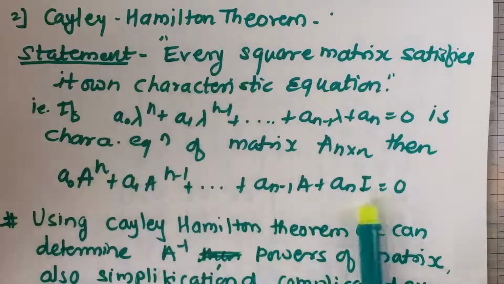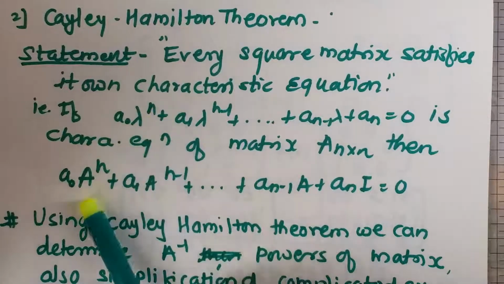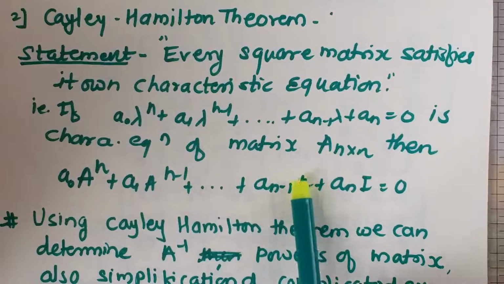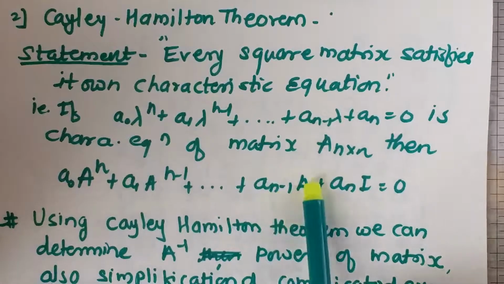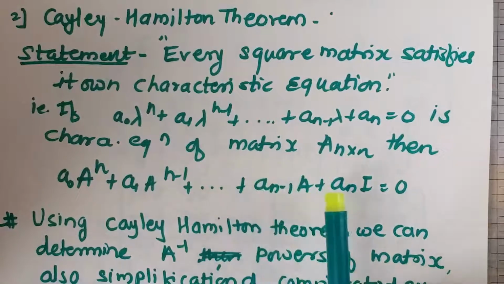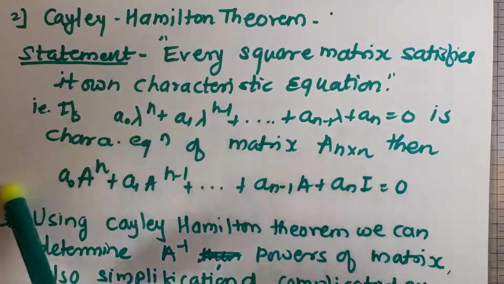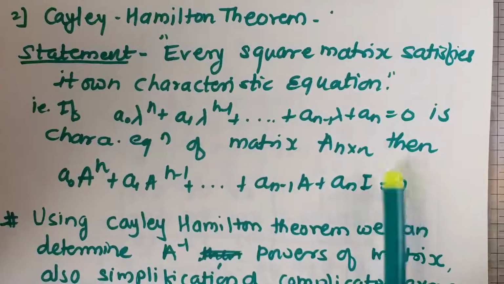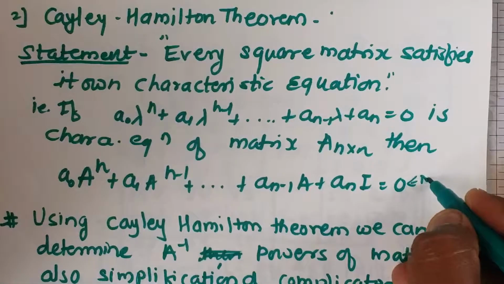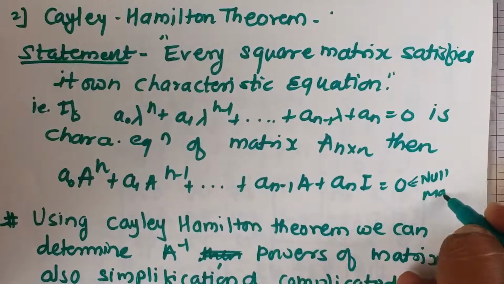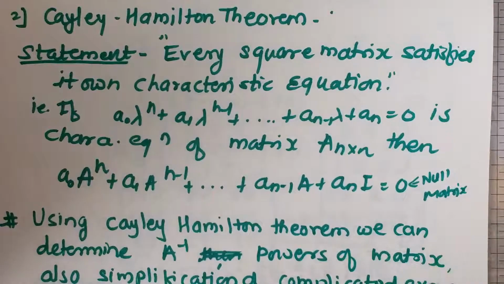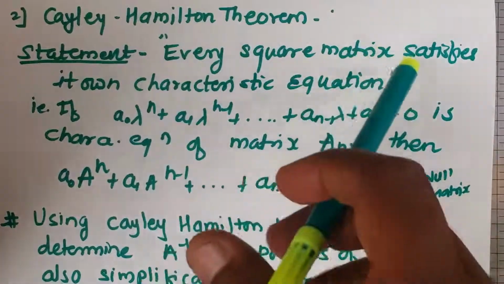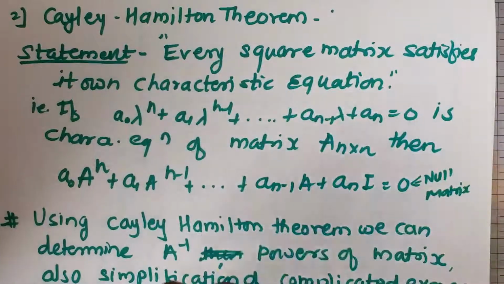And this is the simple addition of matrices. A raised to n means multiply A n times, A raised to n minus 1 means multiply A n minus 1 times, A square means multiply A 2 times. Here we have A, before this term A square, and an into I, the identity matrix. After doing the addition of all these matrices, it will be equal to 0. This 0 is the null matrix, the zero matrix of that particular order. This is the meaning of the Cayley-Hamilton theorem: every square matrix satisfies its own characteristic equation.